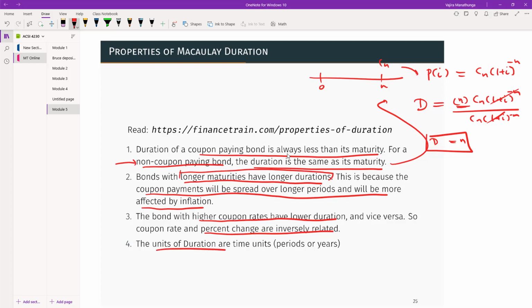The units of duration are time units, periods or years. For example, if this is 6 months, then the duration would be in 6 months. It depends on how you measure the time when you draw the timeline. Is it 6 months, or 1 year, or a quarter? Based on that, your duration unit is based on the periods or years.